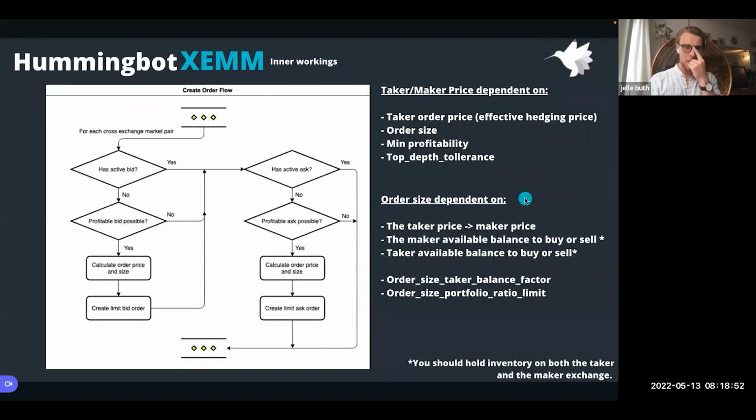And then your order size depends on a couple of things as well. First of all, your taker price, your effective hedging price, which you just calculated, and your maker price.